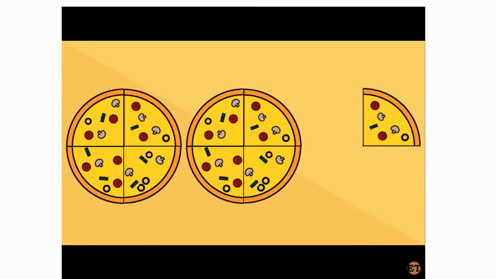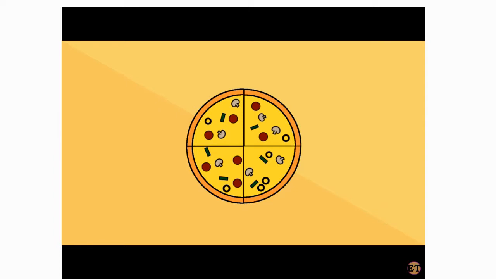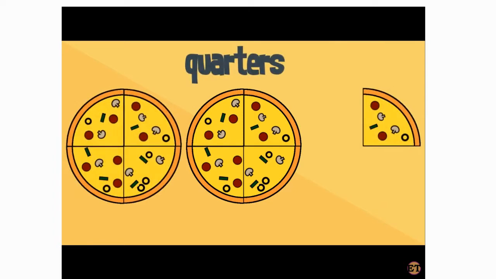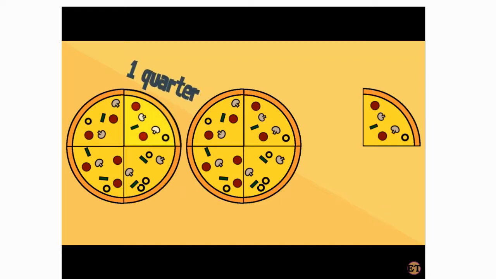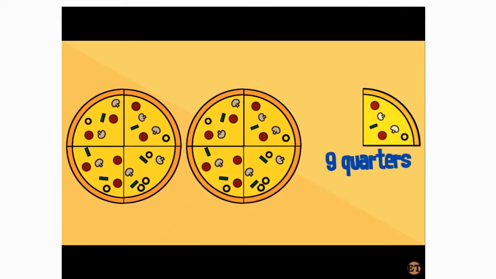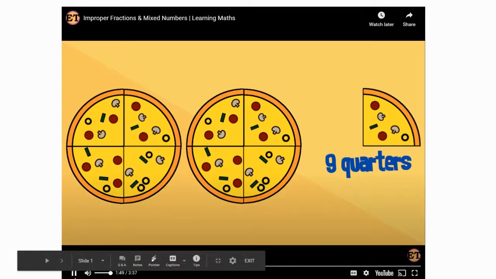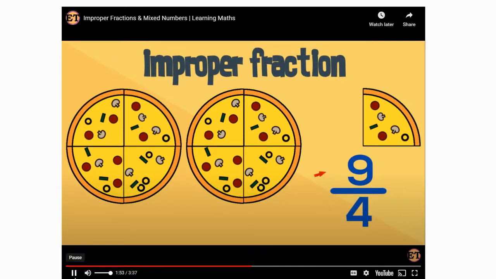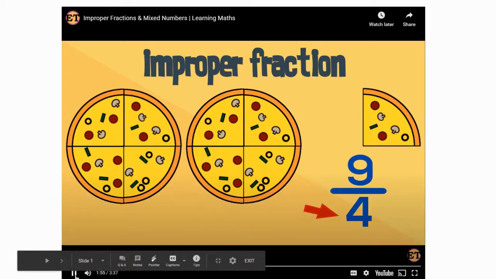Let's take a look at another example. What fraction have these pizzas been cut into? That's right, quarters. Let's count how many quarters we have. 1 quarter, 2 quarters, 3 quarters, 4 quarters, 5 quarters, 6 quarters, 7 quarters, 8 quarters, 9 quarters. We have 9 quarters. This is an improper fraction because the numerator is larger than the denominator.